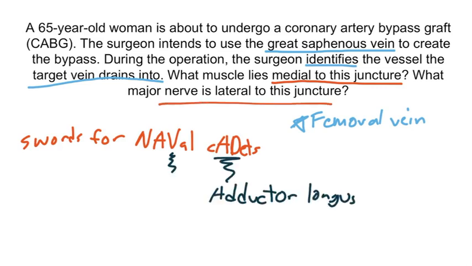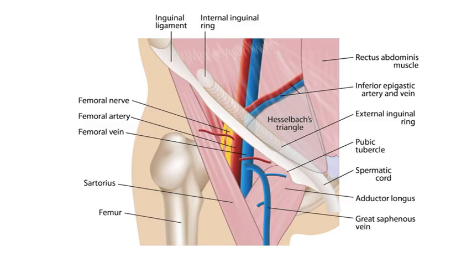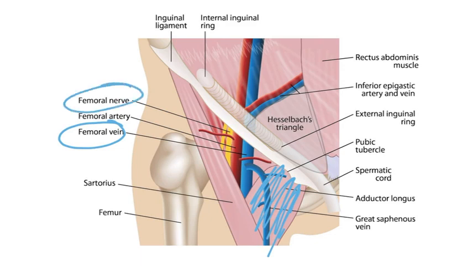And what nerve is lateral to this juncture? You can see that that should be the femoral nerve. So we started with the femoral vein, and we identified the adductor longus, which would be the medial border muscle, and the major nerve that is lateral to the femoral vein would be the femoral nerve, which is right here, which answers our questions. And that concludes this section.